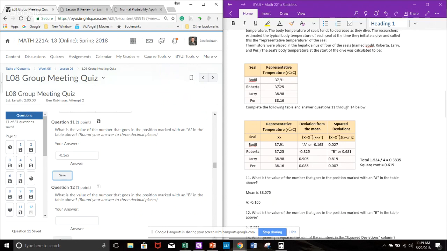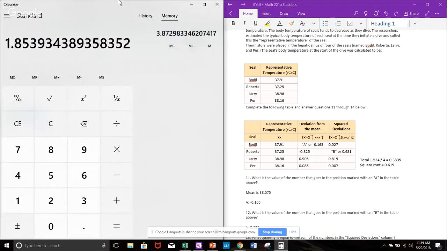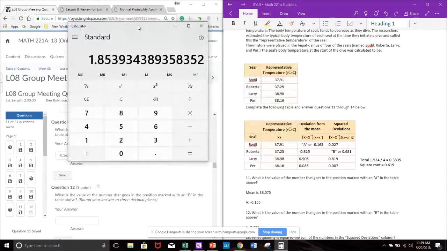Okay, yes. So we get the mean first by adding these 4 up and dividing by 4. The mean is 38.08? Yeah, it was 38.075. It was a little bit off, that's probably why you were off. Because it was 38.075 something, like 4, and so we're rounding to 3 decimals, so it'd be 38.075. And that's probably why you were off.